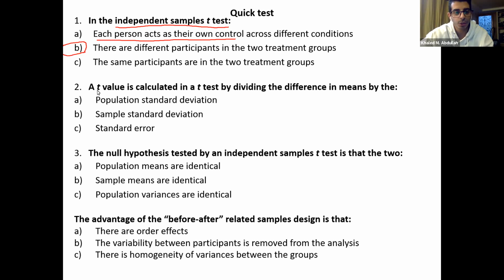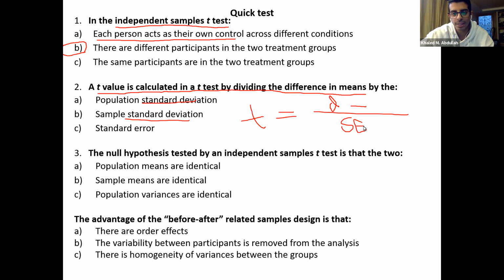So question number 2. This is just theory. The t-value is calculated in a test by dividing the difference in means by what? Is it the population standard deviation, the sample standard deviation, or the standard error? Remember, we said that the T is the same as the Z value. It's just equal to the difference in means, D something minus whatever the other variable is, divided by the SEM. It wasn't exactly SEM: it was standard deviation divided by square root of n, which is basically SEM. So the answer here should be standard error. And I see all of you putting C.